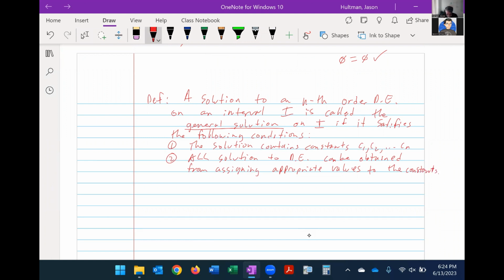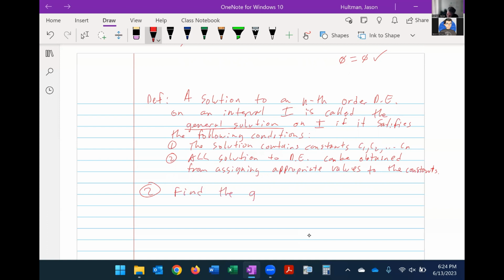Okay. So let's see. So we've got these C1, C2, Cn's. The solution contains these values, and all the solutions, the family of solutions, can be obtained from assigning appropriate values to these constants. Okay, so let's look at an example here.